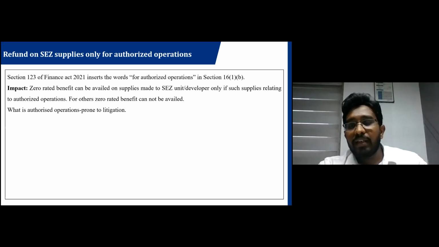SEZ should pay tax. SEZ can claim refund under export category or any other category. What is authorized operations? That is prone to litigation. Every operation is definitely relating to authorized operation only for SEZ. How determining the authorized operations for every supply and for every invoice is a difficult task. We should wait and watch how it will be implemented.